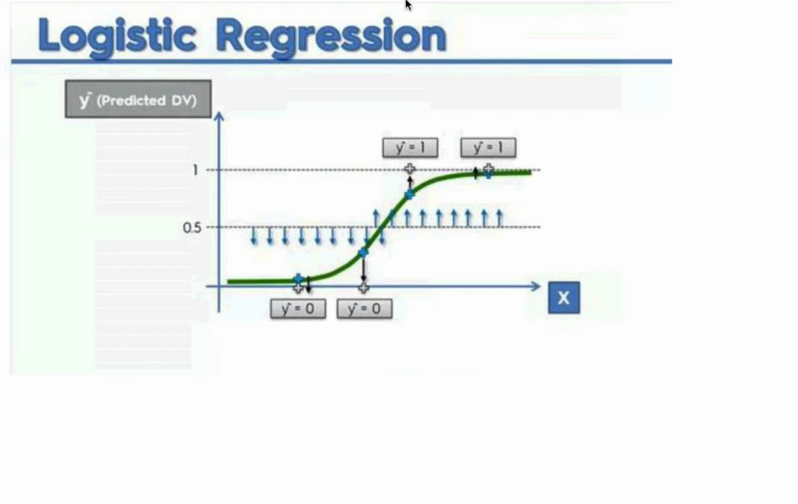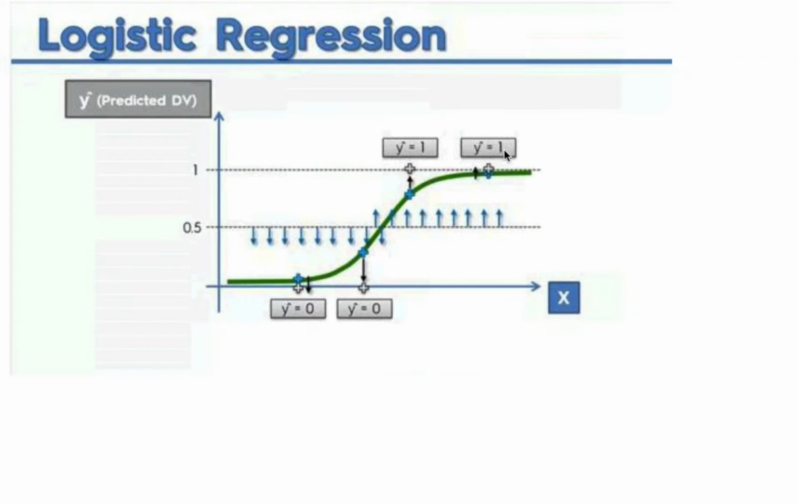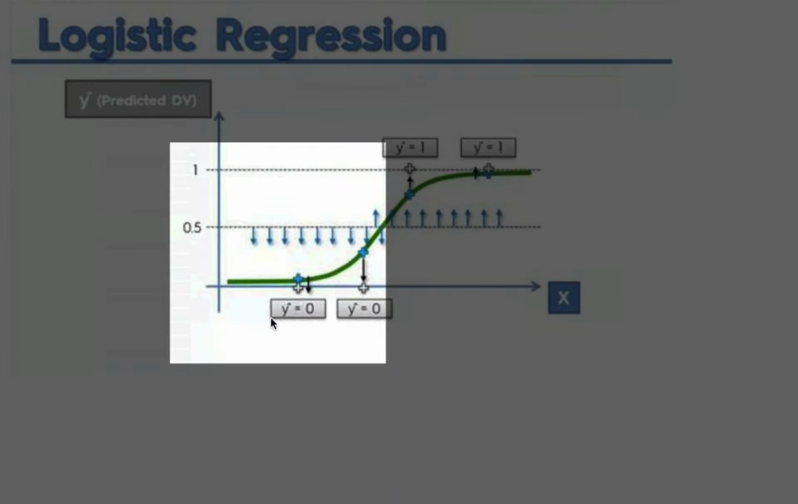But in the end, we are returning a prediction as 0 or 1. So this probability has to be mapped to 0 or 1. How is it mapped? If the probability is greater than or equal to 50%, the prediction is going to be 1. Otherwise, it's going to be 0.